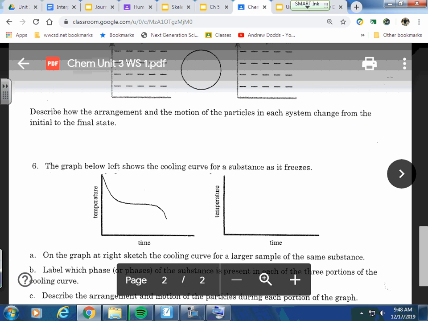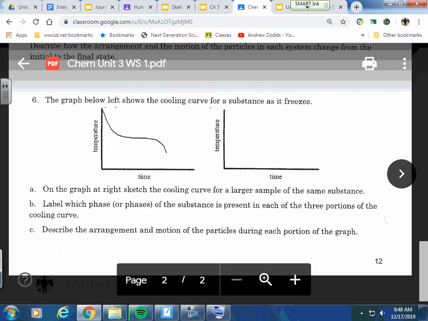Now, describe how the arrangement and the motion of the particles in each system change from initial to final state. Really, guys, all this is the phases of matter stuff that we've been working on since Unit 2. All right? Solids, close together, moving slowly. Liquids, more spread out, moving faster. Gases, really spread out, moving really fast. And in this last part, we're going to use that again.